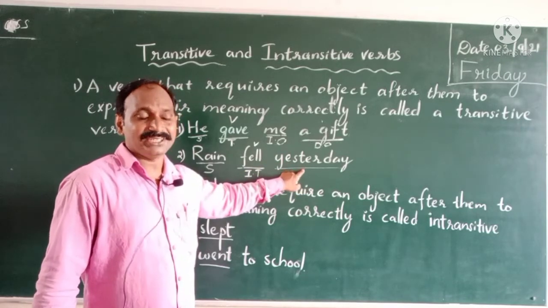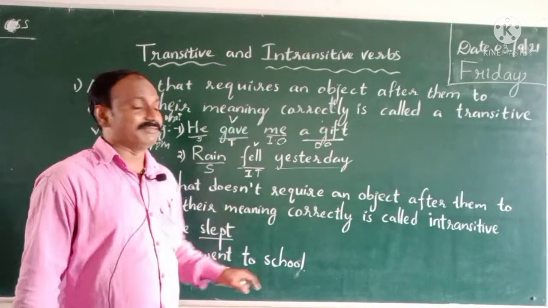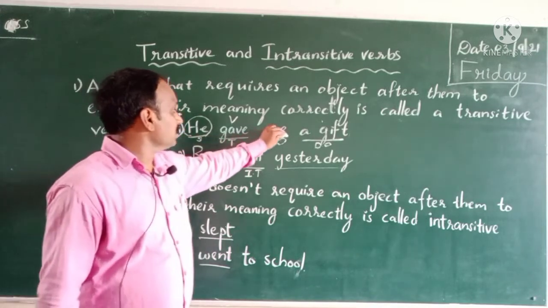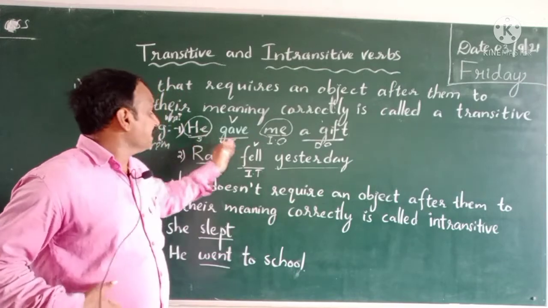So is there any action here? No one is receiving action. Here we see, he gave me a gift. Here this person is the person who is doing the action. This person is the one who is receiving the action. He gave me a gift.